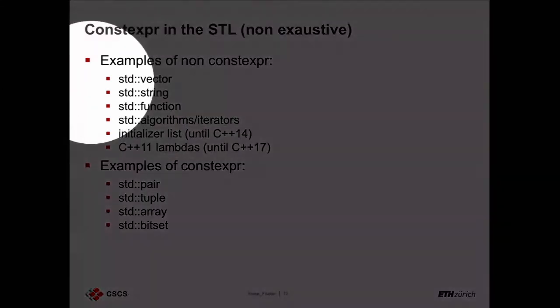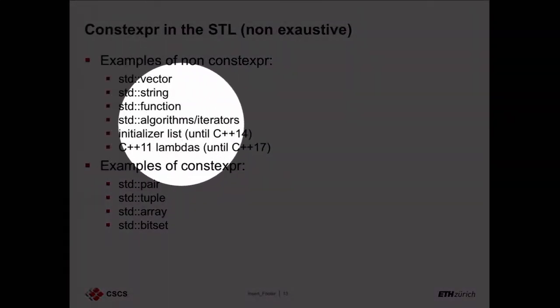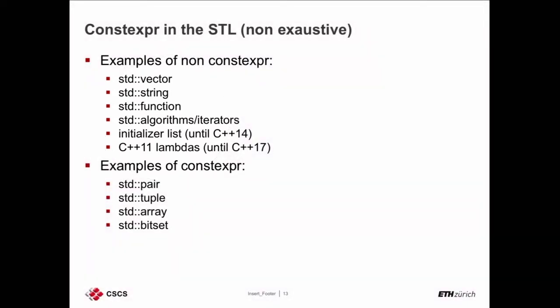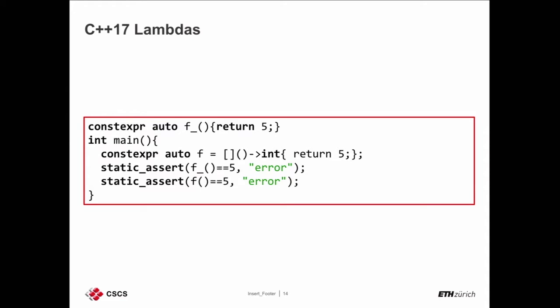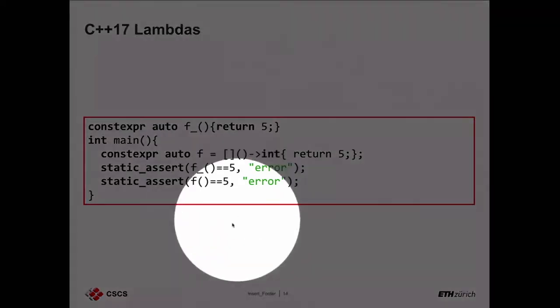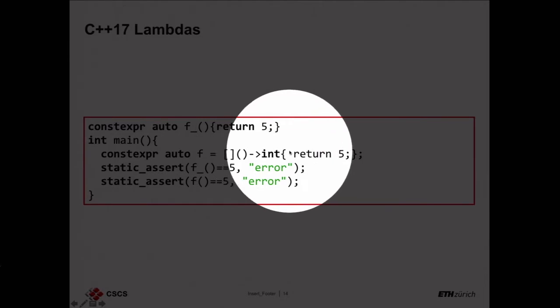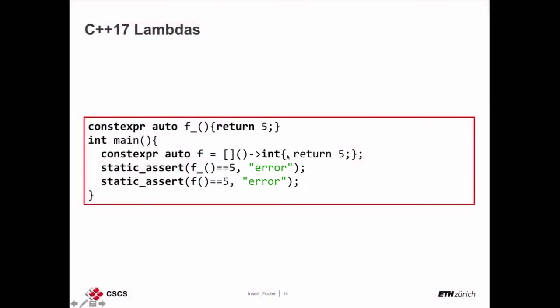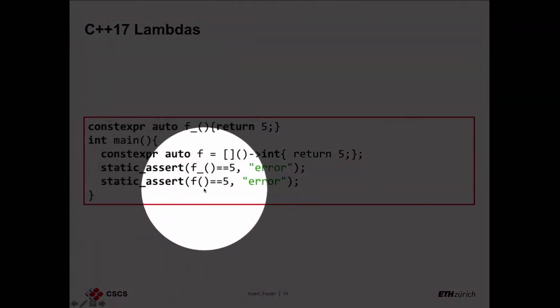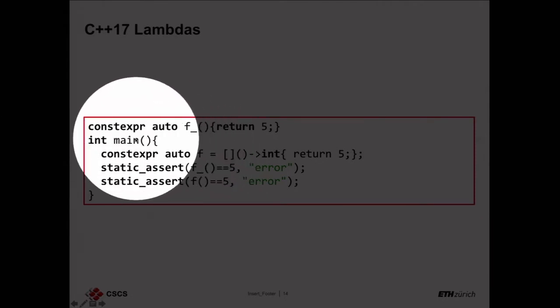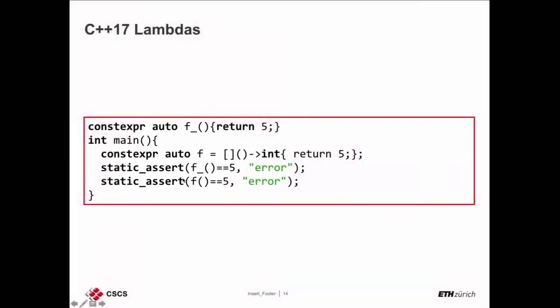In C++14, you can have initializer lists, which are constexpr. So you can have an initializer list constructor which is constexpr. And lambdas are constexpr only in C++17. What you can do is define a constexpr lambda which returns 5. And of course, the rule has to be that it has to be evaluated at compile time. So in both cases, the static_assert of f equal 5 are equivalent.